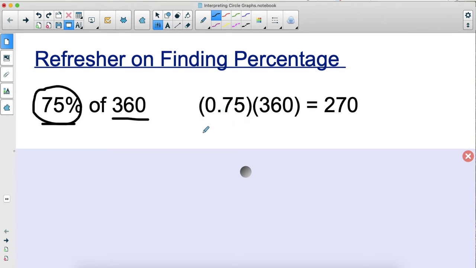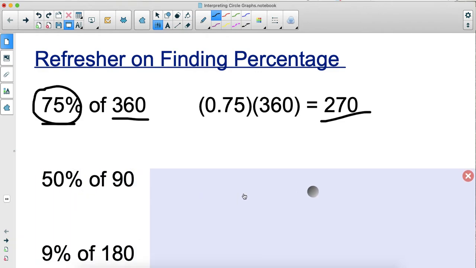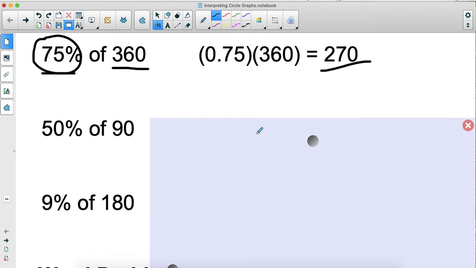And all we're going to do is take that decimal, the percentage as a decimal, and multiply it to the number we're looking for a percentage of, which is 360. So take your calculator, go 0.75 times 360, and you'll find that you get 270. So 270 is 75% of that 360. Okay, let's try another one here. Let's do 50% of 90.